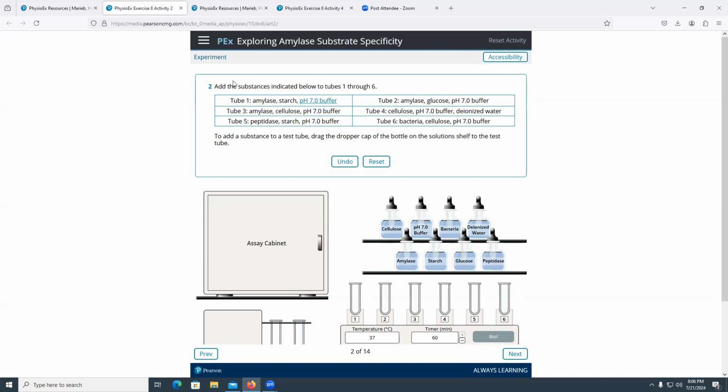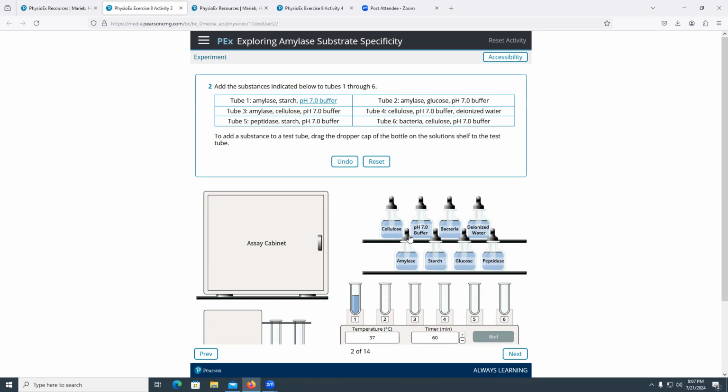So now let's begin. Tube 1 has amylase. Where's amylase? So 1 drop of amylase. And it also has starch. And it has pH buffer 7. Now that sounds like a perfect environment for me. I have my enzyme amylase, I have my reactant starch, and I have the optimal pH. So now I should see the perfect reaction happening in 1. That's my hypothesis.